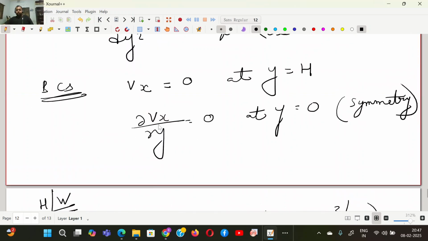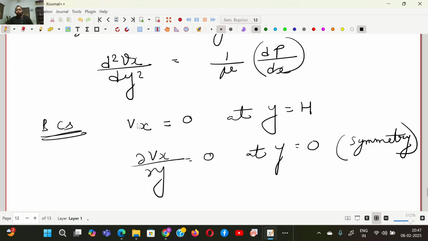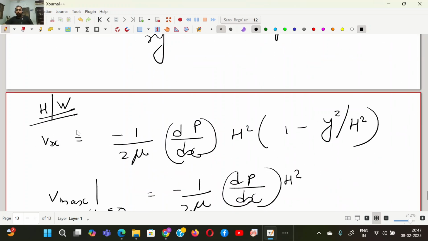This is your velocity profile. So just integrate this equation twice. This is a constant, okay? So dVx by dy is equal to 1 by mu dp by dx into y plus c1. Then I integrate it twice. It will be y square by 2 plus a constant into y plus another constant. Then you apply these two boundary conditions. You will get this velocity profile.